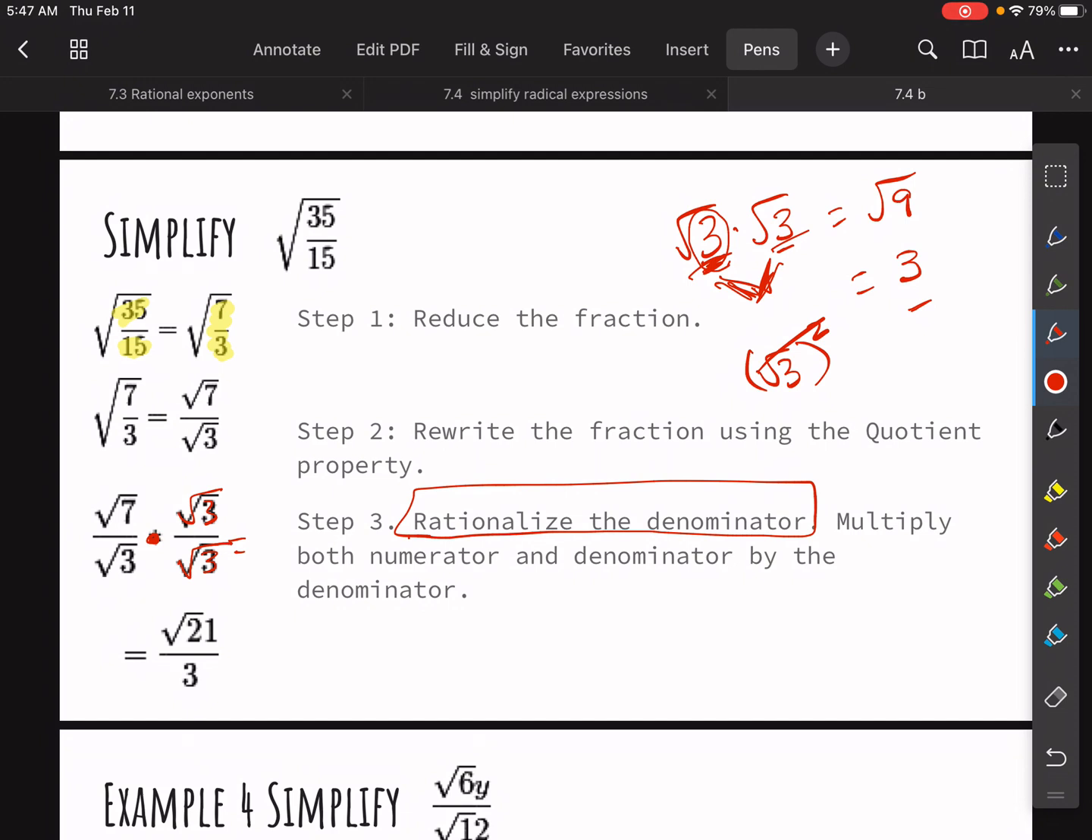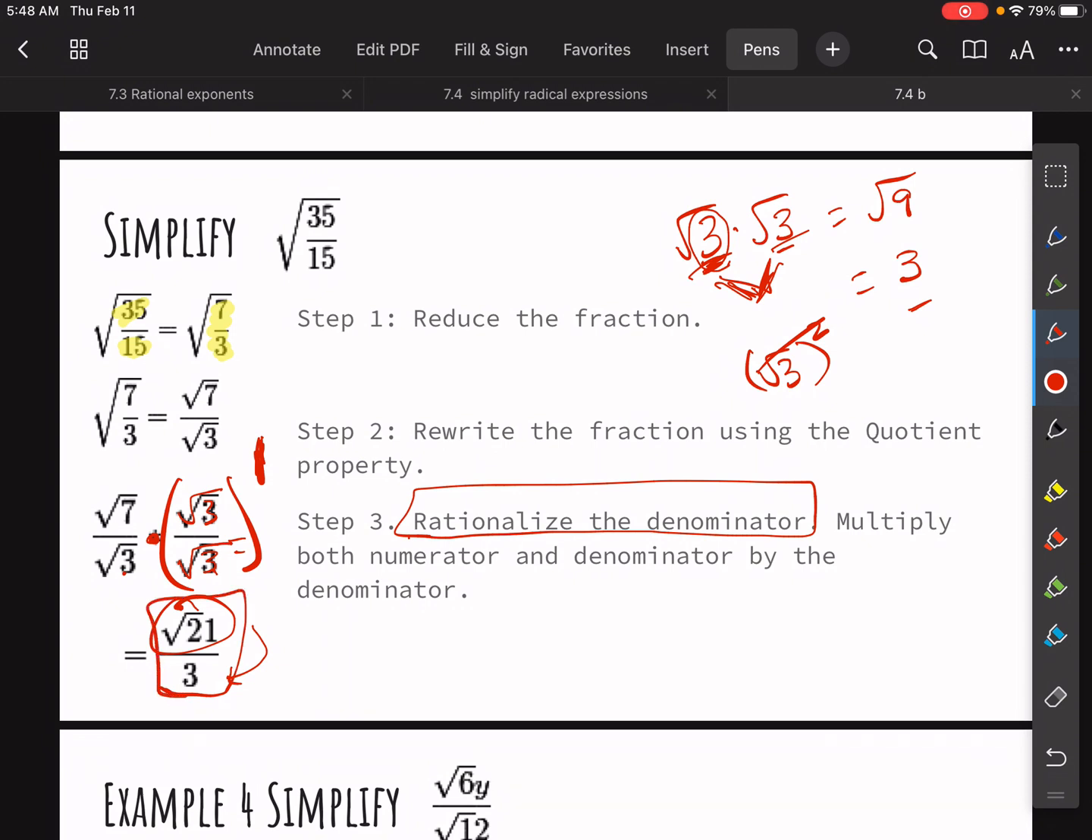So we multiply by the square root of 3 over 3, which, just so that we're very clear, is equal to 1. Therefore, I'm not changing the value of the whole. That's totally legal to do. The square root of 7 times the square root of 3 is the square root of 21. The square root of 3 times the square root of 3 is just 3. Now I don't have a radical in my denominator, and I'm done.